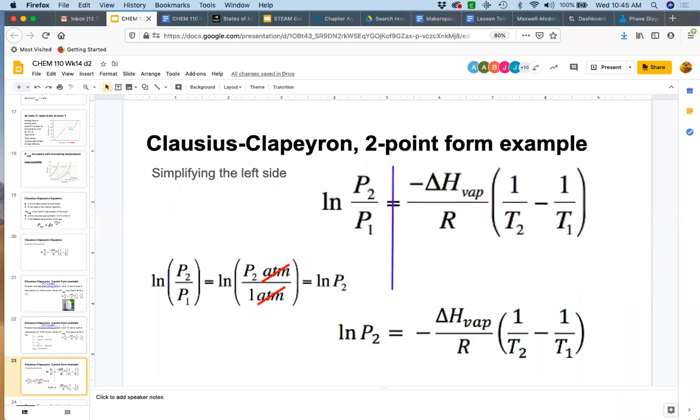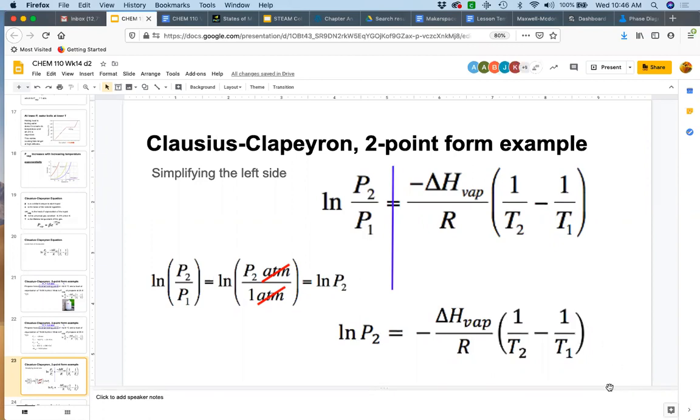We have to do a little bit of simplification. So in this case, P2 is measured in atmospheres over 1 atmosphere. That's going to cancel, and so all I'm going to have is the natural log of P2. The original equation has P2 over P1, but because I'm substituting P1 as 1 atmosphere, and any number over 1 is that number, I can simplify this expression so that it's just the natural log of P2. So now my equation simplifies, and I have the natural log of P2 is equal to negative delta H of vaporization divided by R times 1 over T2 minus 1 over T1.